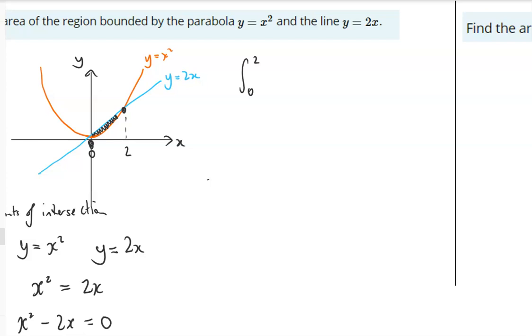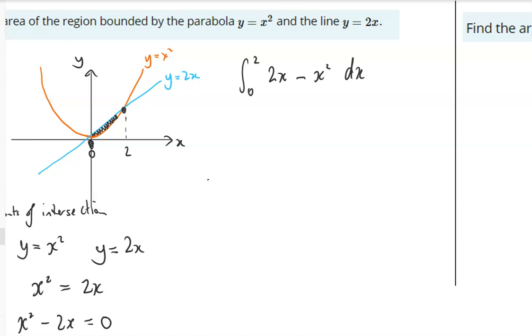Now, which is my top function? 2x. How do I know it's my top function? It's an obvious question. It's literally above it. In the area that we're interested in, the blue line is above the green, red. What colour is the parabola? Orange, right? So the blue line is above the orange line. So therefore, it's the function we write down first. It's literally that simple. So it's going to be 2x minus x squared dx.